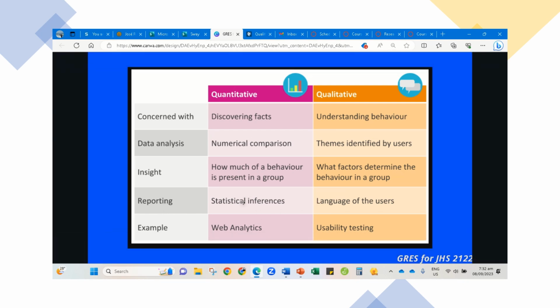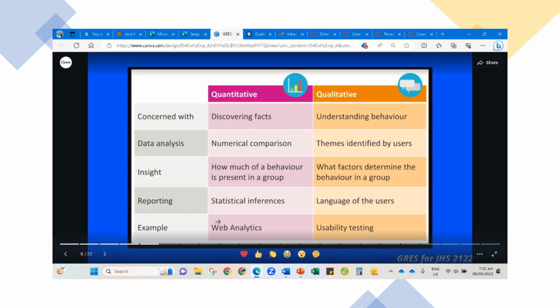So you're going to work that out on the latter part. And then these are the language of the user. So we look at it on the insight or interpretation of the user. An example of this one would be web analytics, and the other one is usability testing.